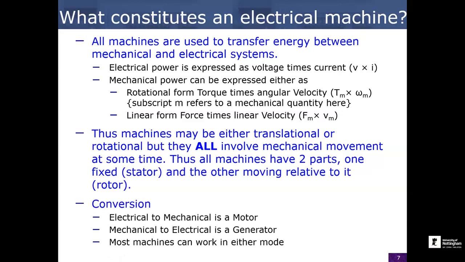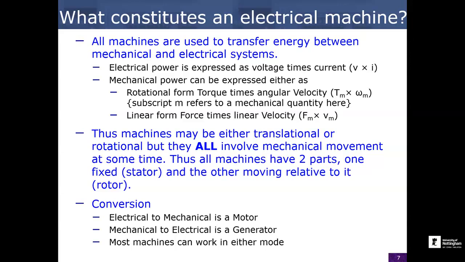We do have these definitions, I mentioned them before. So electrical to mechanical is a motor, mechanical to electrical conversion is a generator, and actually one of the things that's fundamental in machines is most machines can work in either mode. So there are some small exceptions, but what we pretty much find is because we're using the same sort of fundamental set of electromagnetics and the same fundamental rules, we can find that pretty much all machines can work as a generator or as a motor.